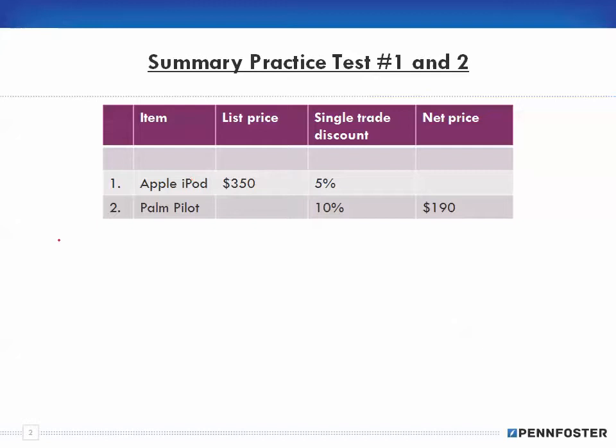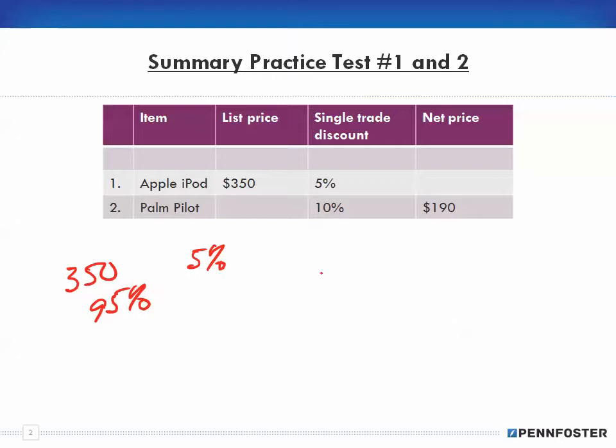All right, we know that the Apple iPod is $350, and we know that the single trade discount is 5%, but it's asking us for what the net price is. Well, if I multiplied the $350 by 5%, that would give me the discount amount. What I need is the net price. So I can't multiply by 5%. I have to multiply by the complement to it, which would be 95%.